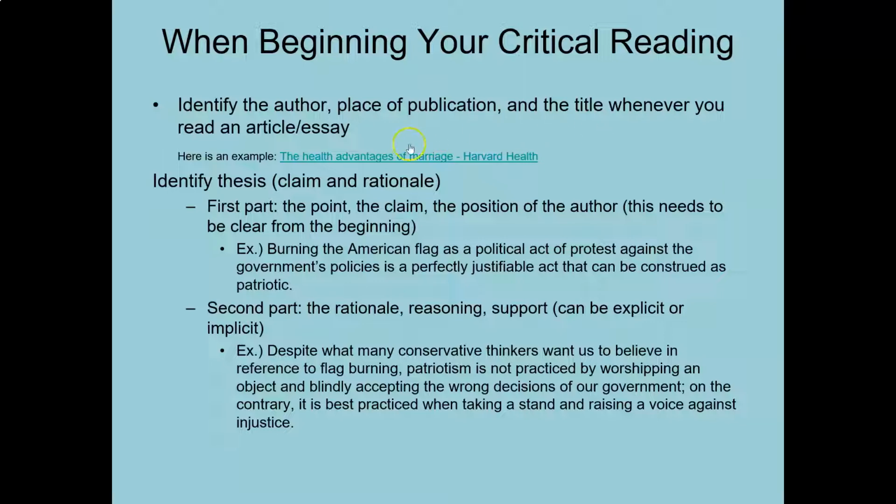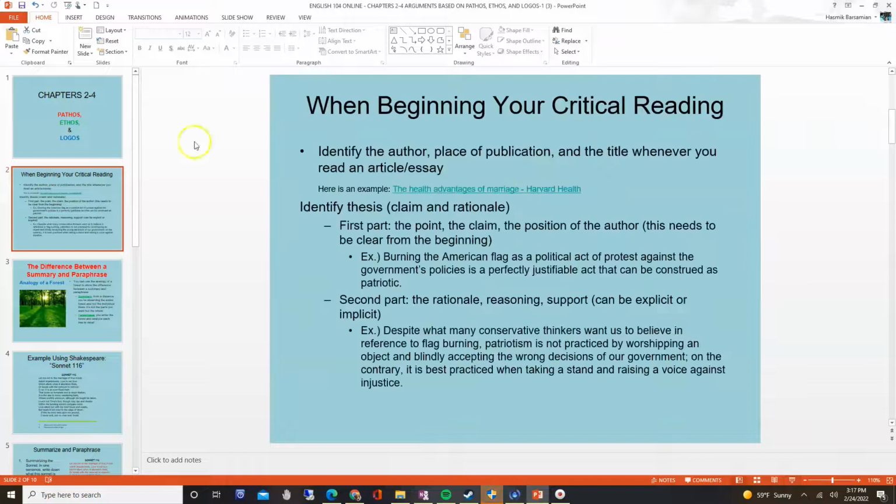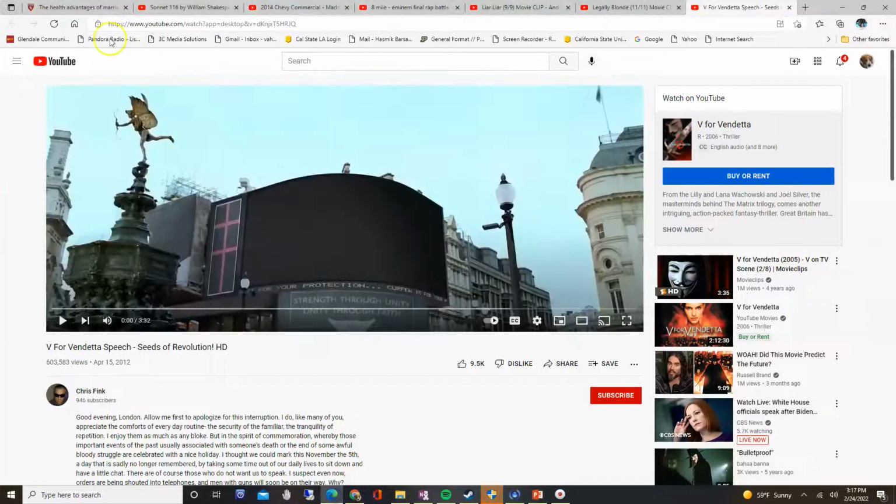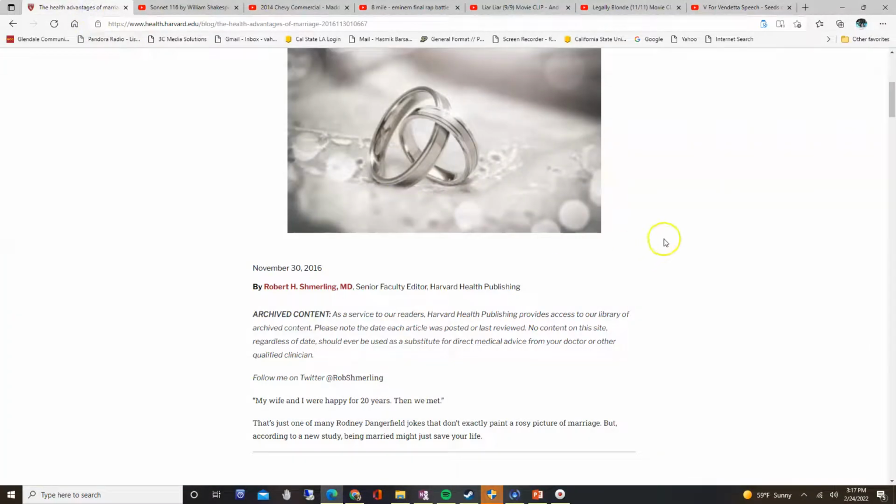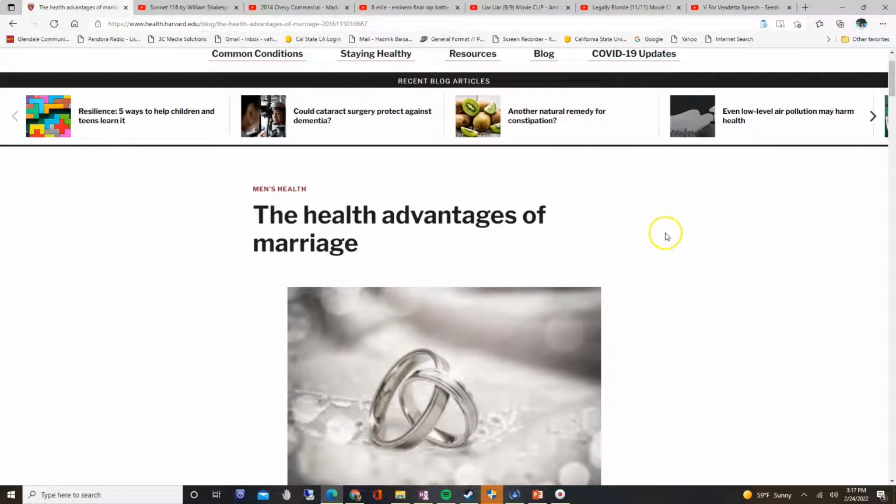So I did want to give you guys an example. Let's say I'm doing some online research, and in my online research, just to show you, I'm researching marriage, and I happen to find this article right here. Now, notice that this article is from health.harvard.edu. It is a legitimate educational source.